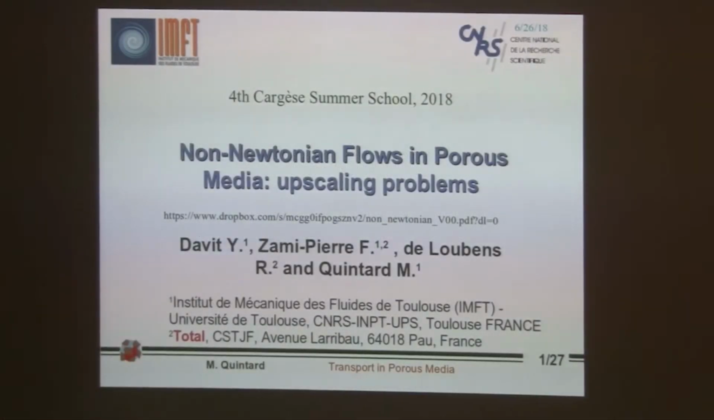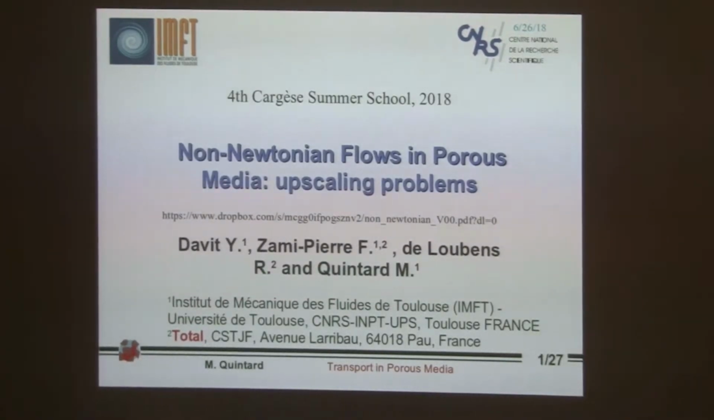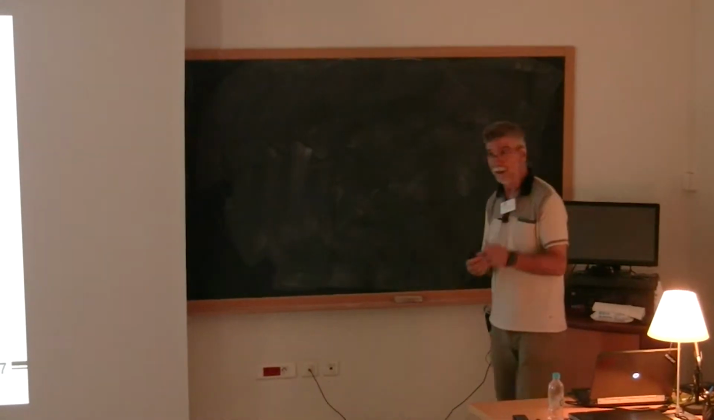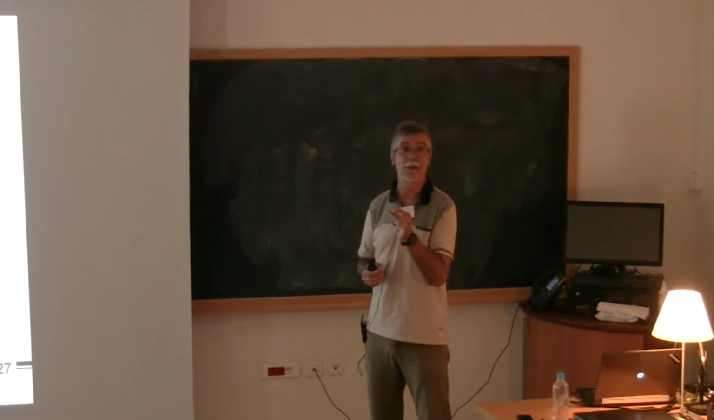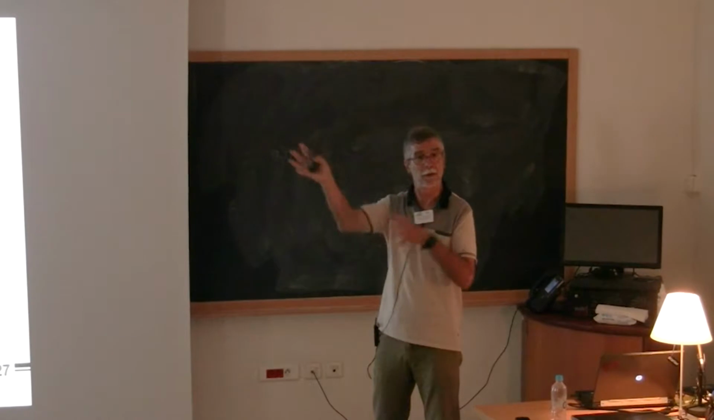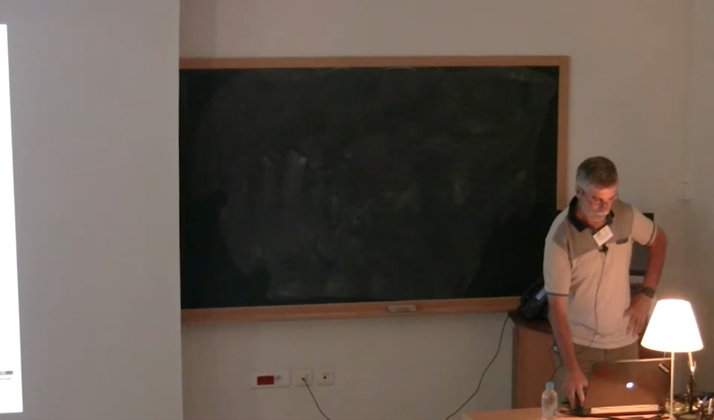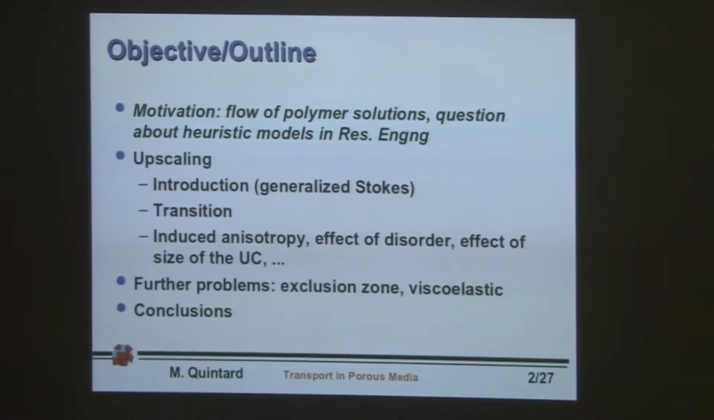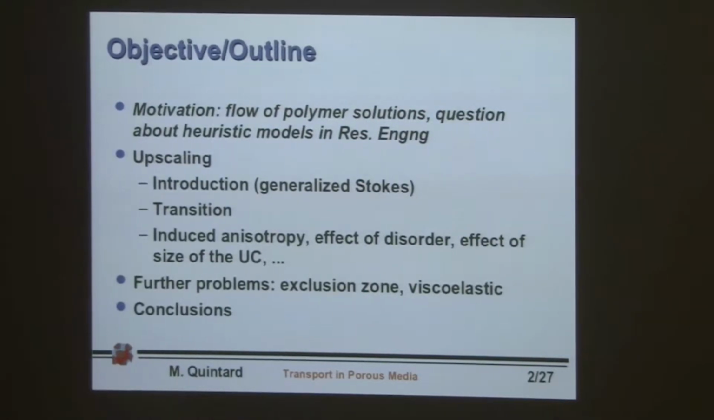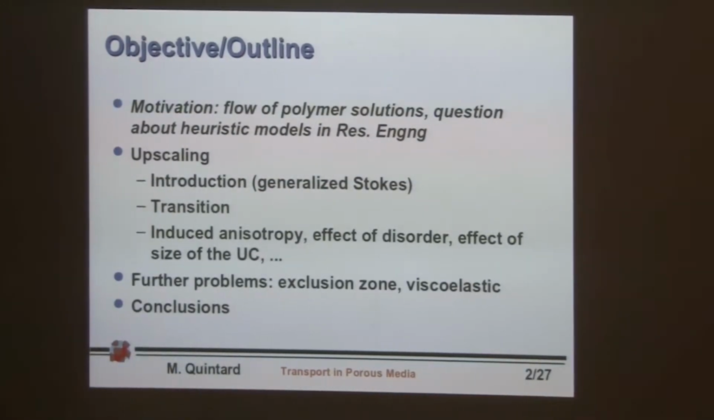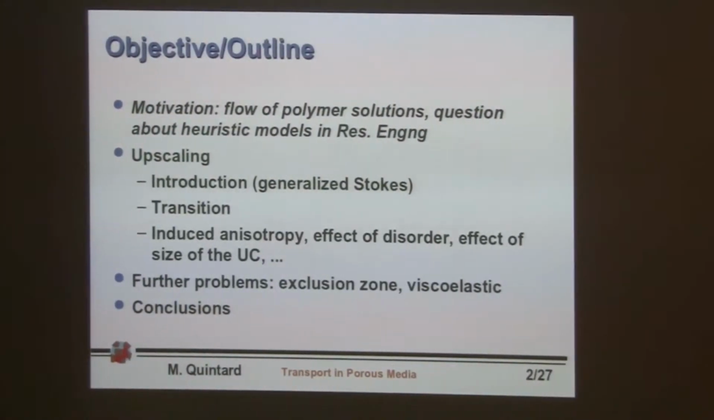Once again, non-Newtonian flows, or complex fluids, means a lot of things, and there is not a single generic answer. There will be many different proposals depending on the type of non-Newtonian behavior you have. So I'm going to start with a very simple thing, which was motivated by some reservoir engineering problem. I will give more details in the case of a generalized Stokes equation. I will explain later what it is.